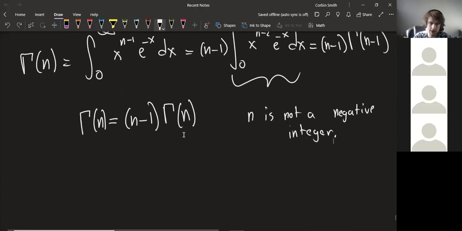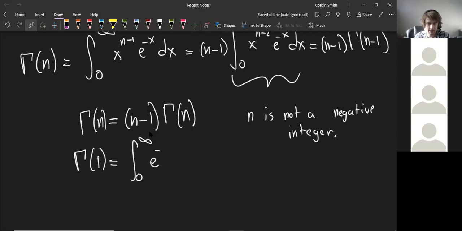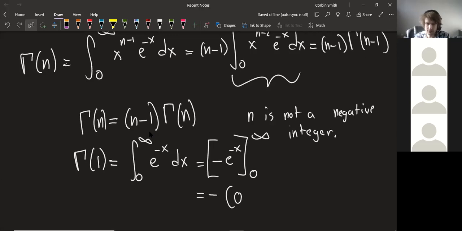So is this the factorial function? Well, we have gamma of 1. Let's see what that is. That's going to be the integral from 0 to infinity of x to the 0, which is 1, so I'm not going to write it, e to the minus x dx. This is equal to minus e to the minus x evaluated from 0 to infinity. If we plug in infinity, then we get 0. So this is equal to 0 minus, if we plug in 0, we get 1, so it's equal to 1.